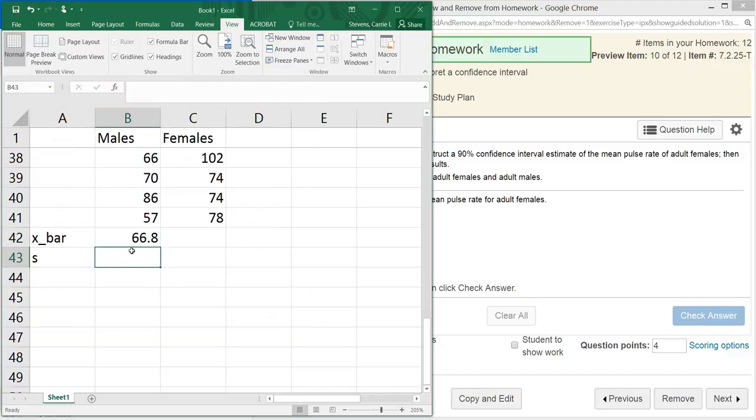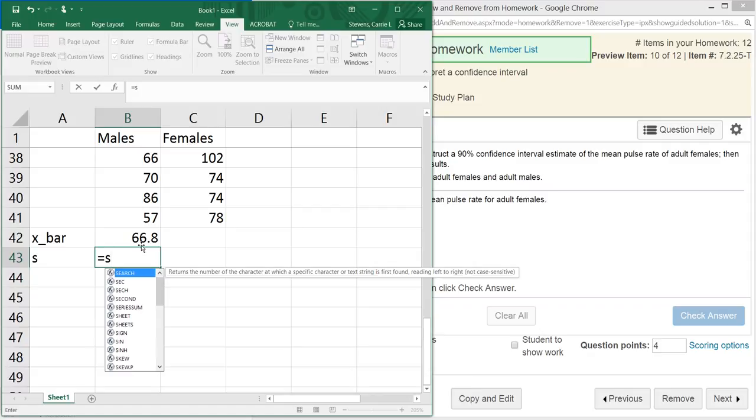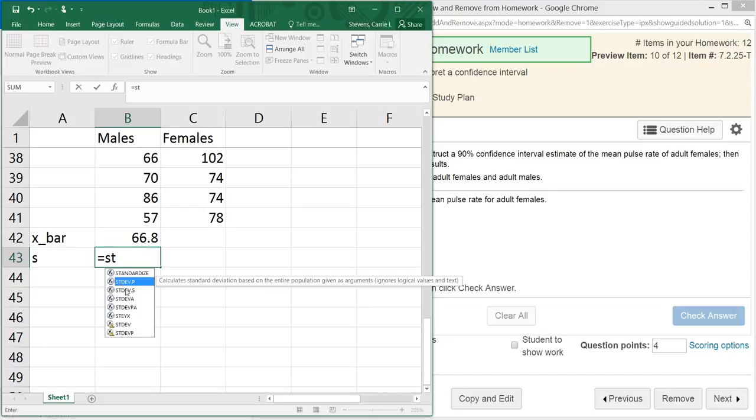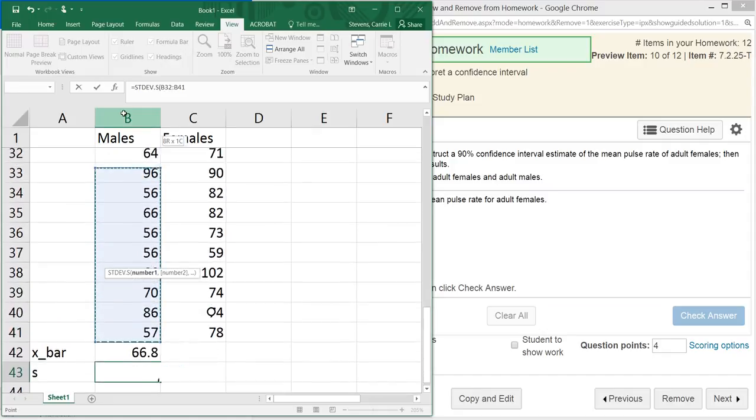Now, I can go ahead and do the same thing. Well, not the same thing, but I'm going to put an equal sign and use S. I start typing in standard, and I only got the S and the T in there. You can see down here, standard deviation for the population. That's what that P on the end means, dot P. Standard deviation for the sample. That's what we want here. So we'll go ahead and select all our X values again.